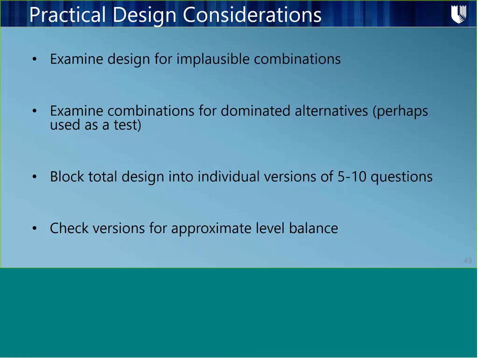The other thing that can happen in the algorithmic design is that there may be dominated alternatives. There are tricks for preventing the design from doing that, but if you just run a standard program, often it will generate alternatives where everything in one alternative is better than in the other alternative. We often use that as a test of internal validity.